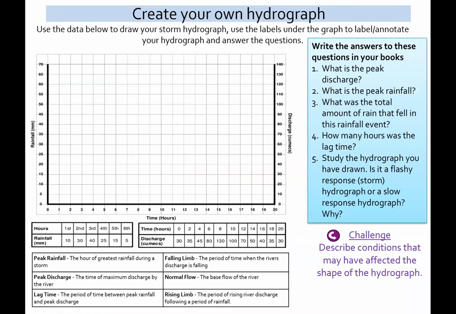If you've got some graph paper, please use graph paper. If you don't have graph paper, you'll just have to do it on plain paper, but make sure that you use a ruler and you use a pencil. So this is your template.